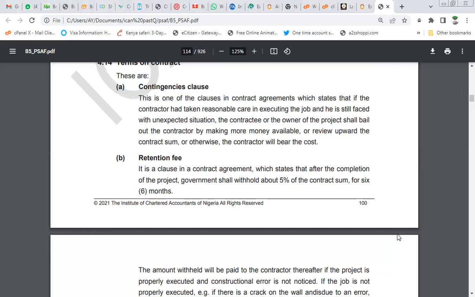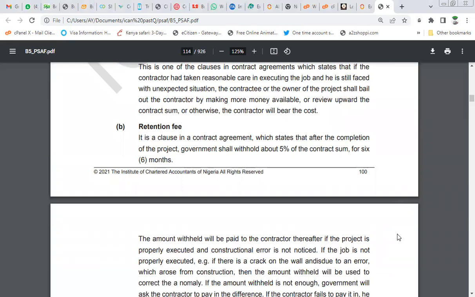And the contractee shouldn't say it's none of his business. But an intelligent contractor must have placed some clauses for this situation: in case the price of cement goes up beyond the price we have stated in our contract, the contractee, which is the government agency, will augment us, or this and this happens. So you put those clauses just to safeguard your own safety. Now let's go to retention clauses.